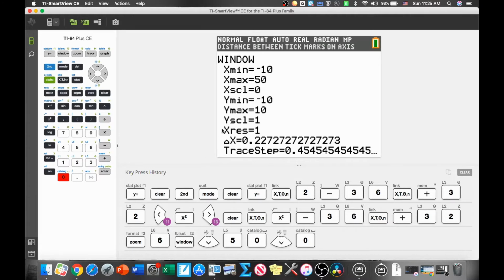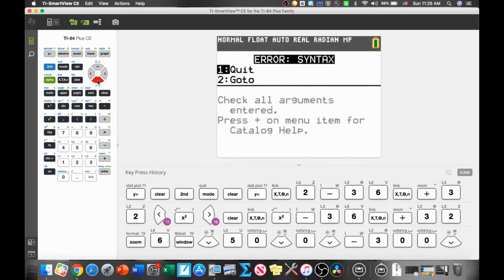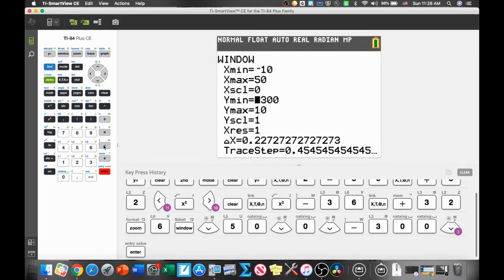But since it's not important to me right now, I'm just going to turn that x scale off. And then my y minimum, well, I know my vertex is way down at negative 292. So I'm probably going to put like negative 300 in as my y minimum. And then my y maximum, oops, I have a syntax error here. I hit the minus sign instead of the negative. There we go, there's the negative. Negative 300. And I'm going to put my y maximum at 100.